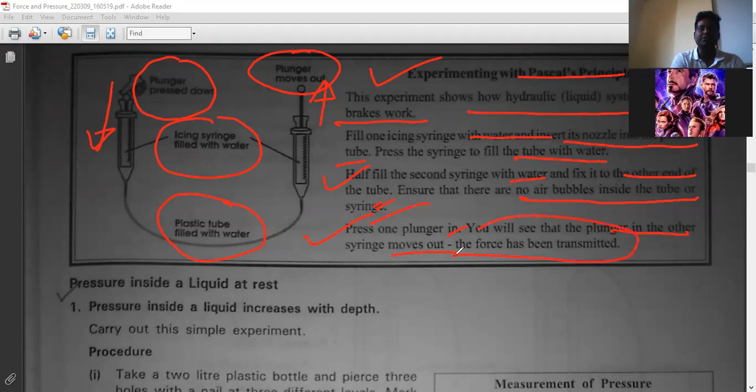So force is transmitted through this tube, right? Because we are applying force here, this will transmit it to the other side, right? So this is the main principle of Pascal's law. In this way, we can say that pressure in a liquid is transmitted in all directions, right? So read once, then we will move ahead.